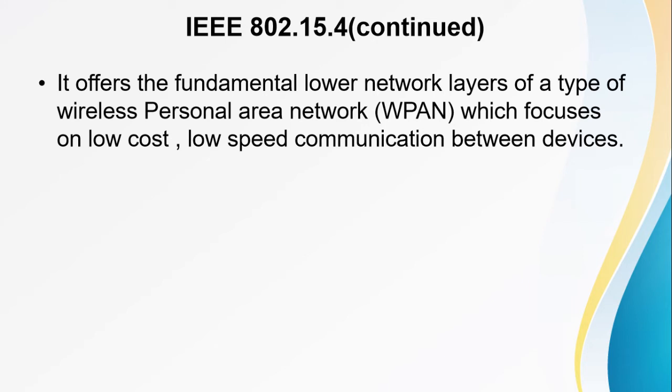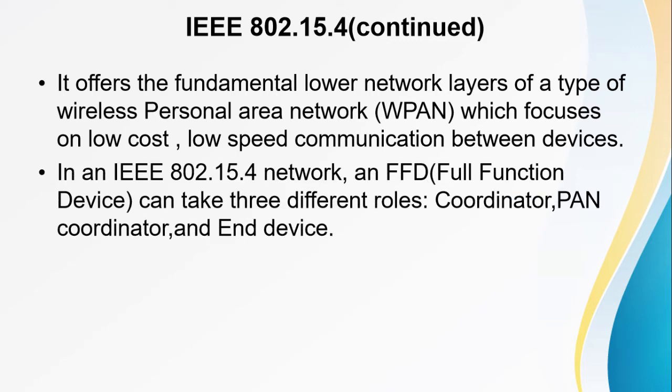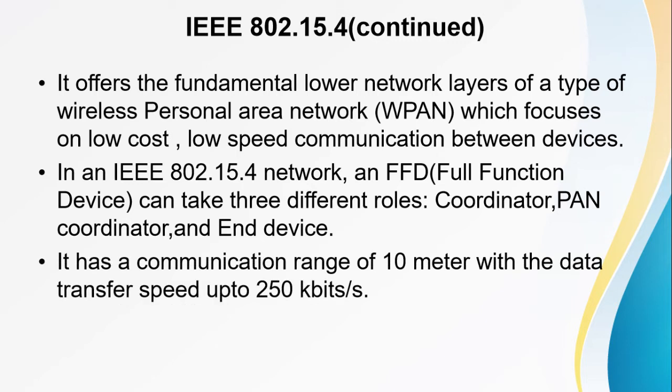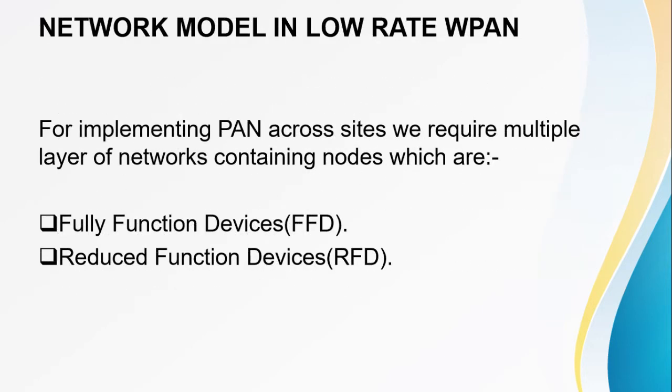It offers the fundamental lower network layer of a wireless personal area network. Its focus is on low-cost, low-speed communication between devices. In an IEEE 802.15.4 network, an FFD, full function device, can take three different roles: coordinator, PAN coordinator, and end device. It has a communication range of 10 meters with a data transfer speed of up to 250 kilobits per second.